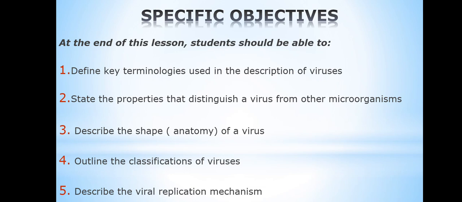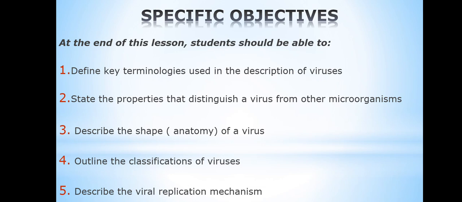Apart from that, the second objective is that you should be able to state the properties that distinguish a virus from other microorganisms. Remember I said a virus is very special. Why? Because unlike other living organisms such as bacteria, protozoa and fungi, viruses are not living organisms. They're just proteins. They're just genetic material. They don't live the way bacteria live, such that you can even kill them. No. Viruses are different from all other living organisms. So we're going to talk about the properties that distinguish them or make them special, different from other living organisms.